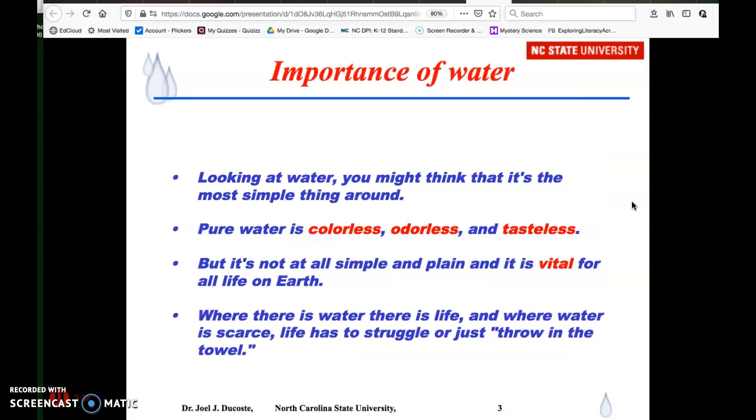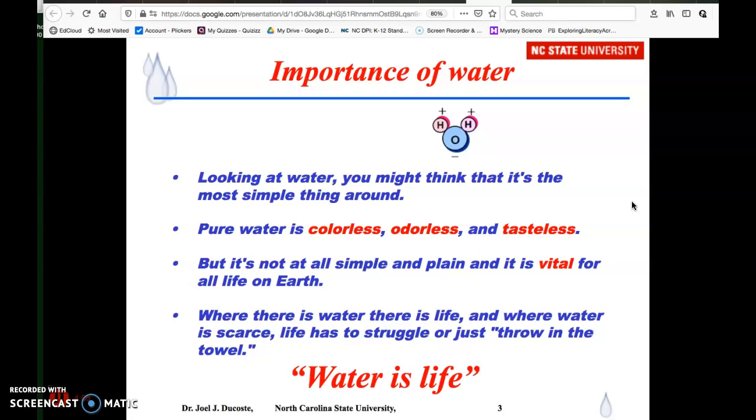So looking at water, you might think it's the most simple thing around. Water is colorless, odorless, and tasteless. But that's not true. It's not very simple at all. It is vital for all life on Earth. You know this. We discovered this when we read our water scarcity article. You know all the different properties now of water. It's a very diverse molecule, and it's got a lot of interesting characteristics and tendencies.